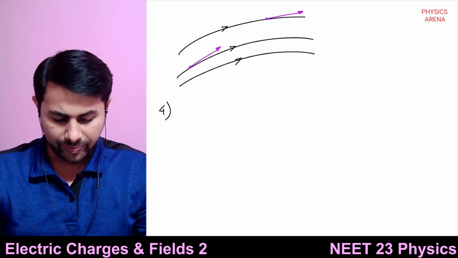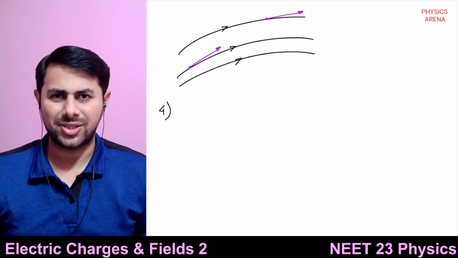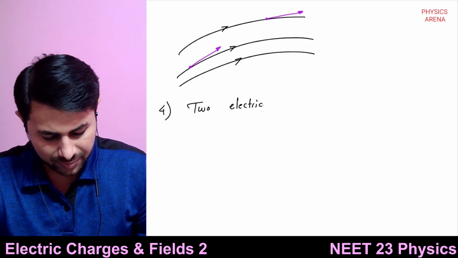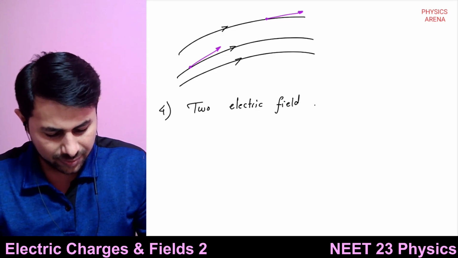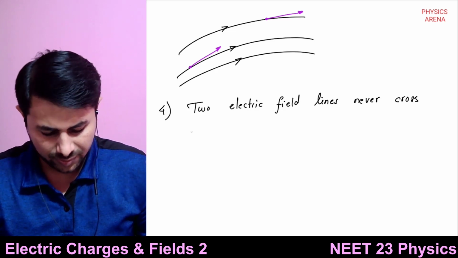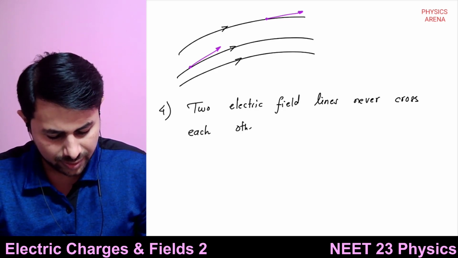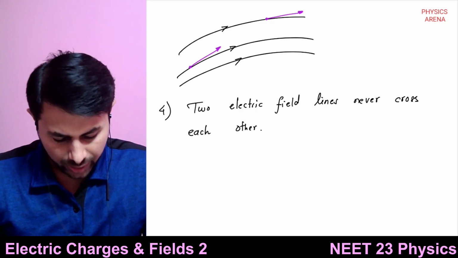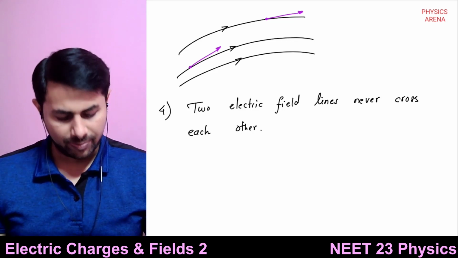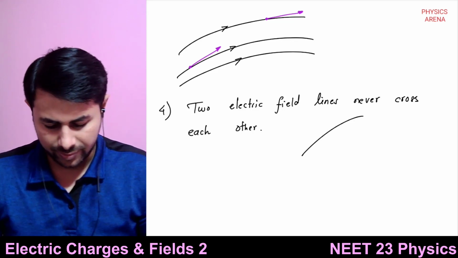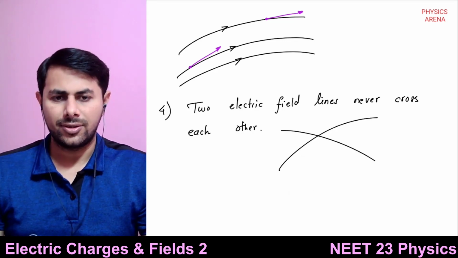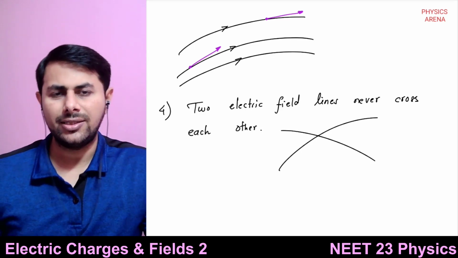Let's see property number 4. Two electric field lines never cross each other. Why don't they cross each other? Let's suppose, for an example, they cross. Let's suppose these two electric field lines cross. Can you guess why this cannot happen?